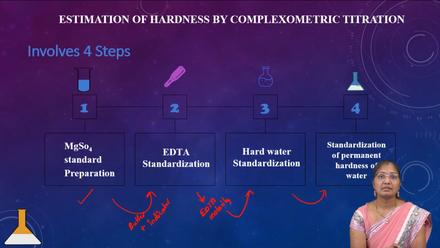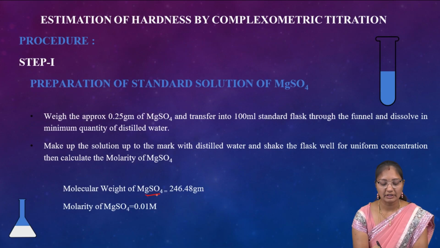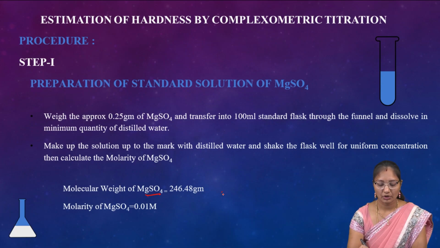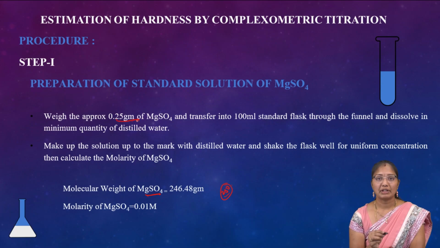Step 1. First is the magnesium sulfate standard preparation. The molecular weight of magnesium sulfate is approximately 246, so around 250. So for 1000 ml of distilled water, we are going to add 0.25 gram of magnesium sulfate. Then we have to add buffer to maintain the pH and indicator to know the color change. Then it is titrated against the EDTA solution.